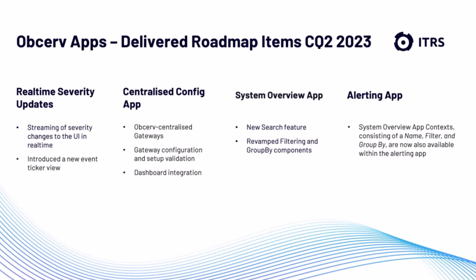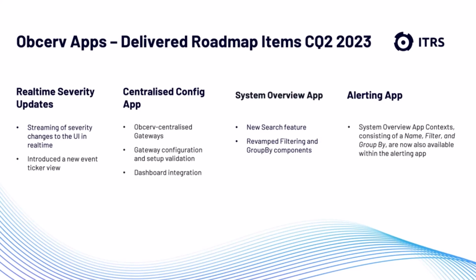We have been making regular improvements to our system overview app. We've introduced a new standalone search feature, allowing our users to find entities by terms and phrases, as well as refine search results through various parameters to find the required information easily and efficiently. We have also revamped our filtering and group by components and organized them into classifications, attributes, and dimensions, essentially making it easier for our users to find, select, and apply their filters and group bys.